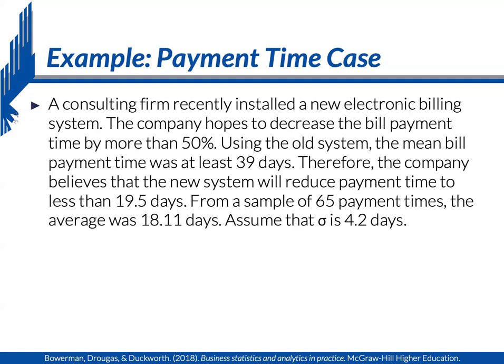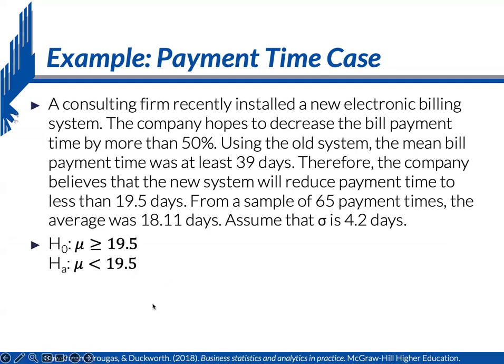So in this particular example, now our objective is to try to determine if we can conclude that the average payment time under the new system is now less than 19.5 days. Therefore, that will be our alternative or our research hypothesis, which is mu less than 19.5 days. As such, the null hypothesis will be the opposite, which is mu greater than or equal to 19.5 days.